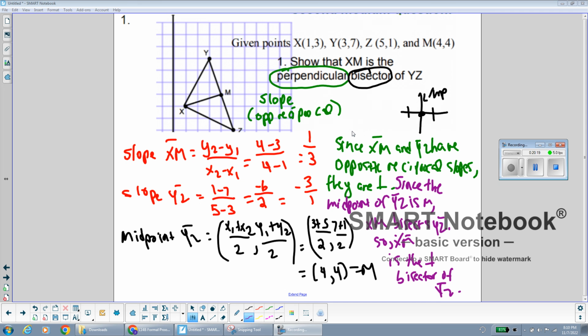Since XM and YZ have opposite reciprocal slopes, they are perpendicular. Since the midpoint of YZ is point M, XM bisects YZ. So XM is the perpendicular bisector of YZ.